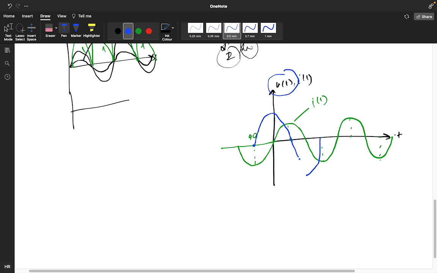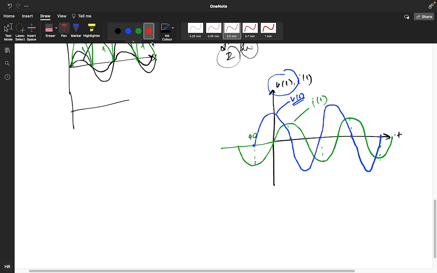Again, it will start from here. The phasor is coming like this. It is going upward side. It is going downward side. So this is your V of t. Prasanna, this part is clear? Yeah. What will be the power?